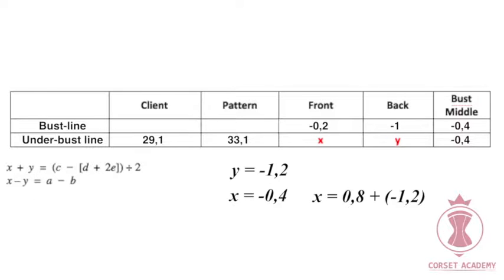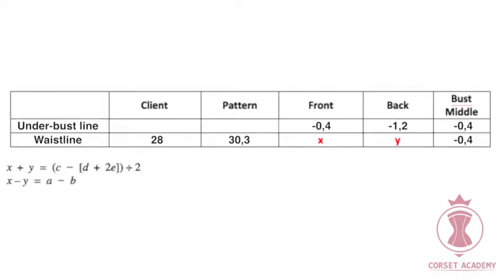And now I substitute the determined values instead of values X and Y. And so I have evened out the side seam for the underbust line. Now I need to even out the side seam along the waistline. The calculation is entirely the same. And again, I use my formula of side seam adjustment.